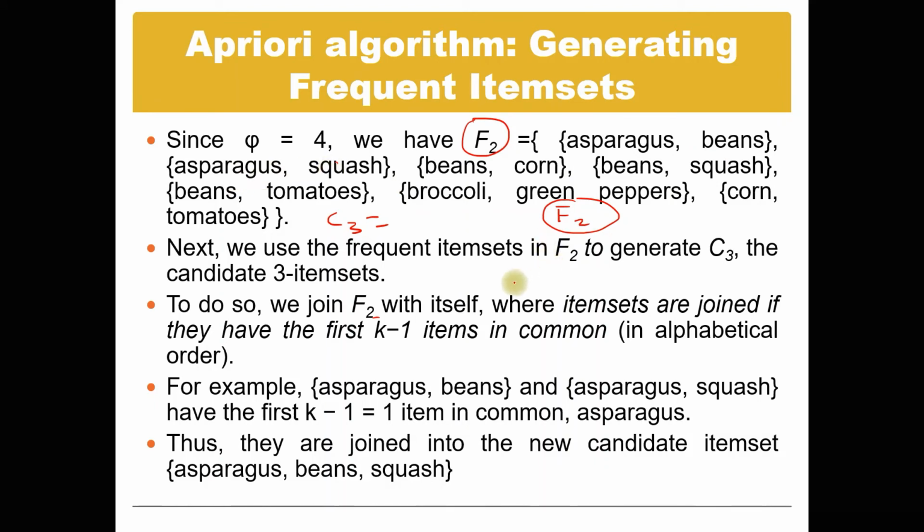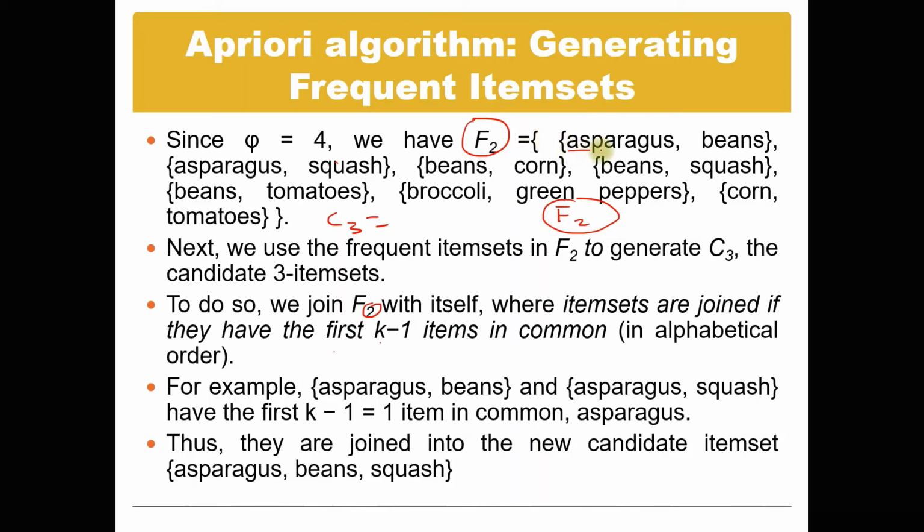To merge this F2, let's look at the first k minus 1 items. We are talking about F2. What is the first k minus 1 items? 2 minus 1, that is 1. So in other words, the first 1 item. So what is the first 1 item that is common? And we are going to join them together.